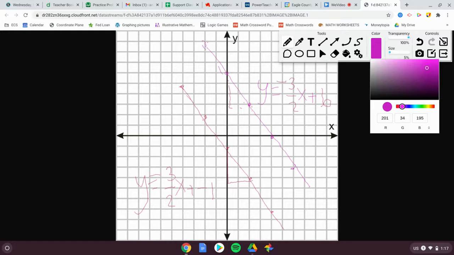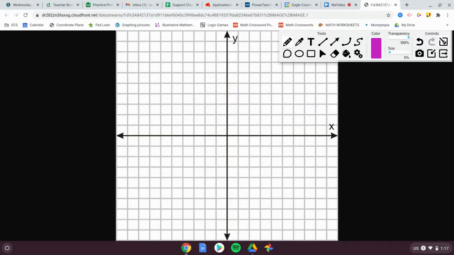All right, so looking at these parallel lines, you should notice that our y-intercepts are different. But what isn't different in the two examples here? Our first one, we had a slope of 2 for both lines, and here we have a slope of -3 halves for both lines. So that means whenever lines are parallel, they have the same slopes. They have different y-intercepts, but they have the same slopes.